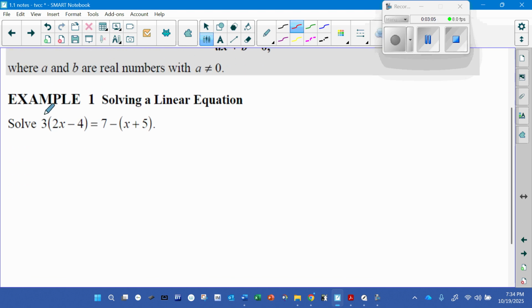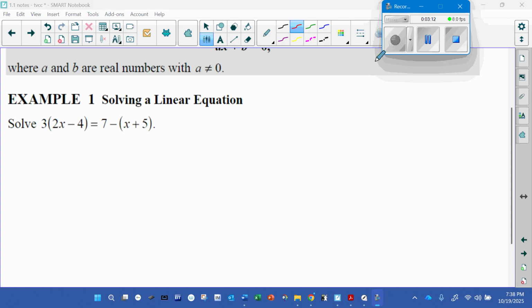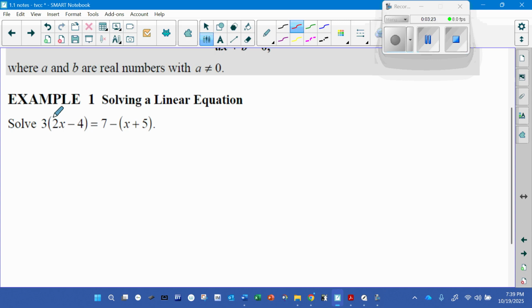So we're going to solve this linear equation. When you have a 3 touching the parentheses, for those of you that need a reminder, you have to distribute the 3 to everything inside. So 3 times 2x would be 6x, and 3 times -4 would be -12. And then over here we have 7, and then you're going to distribute the negative sign. So negative times x would be -x, and negative times 5 would be -5.